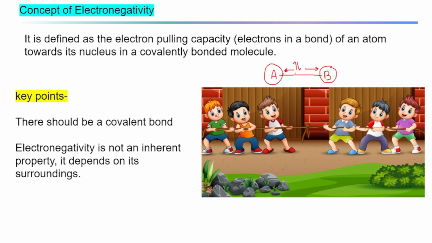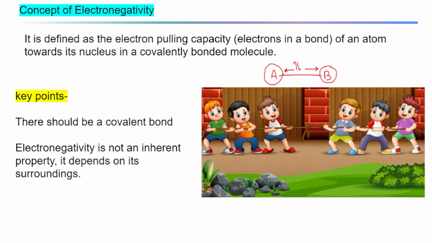So this atom is pulling these electrons to its side, and this atom also wants to pull the electrons to its side. Now, whoever is stronger, let's suppose B is stronger, so if B can pull these electrons to its side, we will say the electronegativity of B is higher or greater than the electronegativity of A.